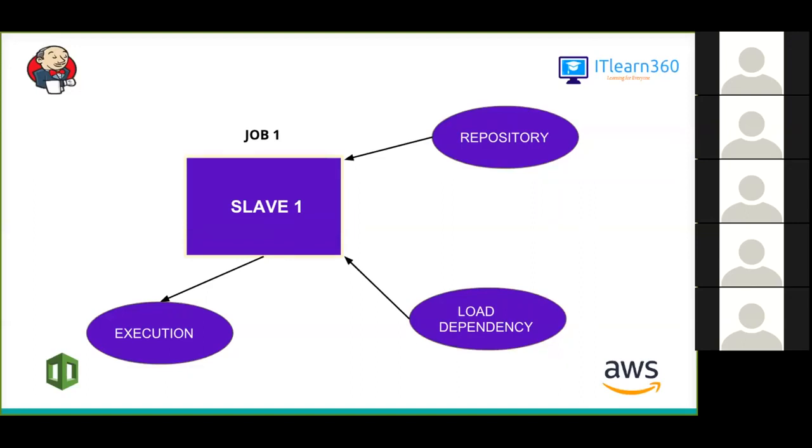Here, let's take a clear view of slave 1. So that's slave 1 and I'm running this job 1. What will this slave 1 do? Slave 1 will pick code from the repository. It will load all the dependencies like Maven dependency or Git dependency, AWS, whatever it wants, it will load every dependency and then it will execute it. After execution, it will generate some status and return it back to our master node. Okay, let's go next.